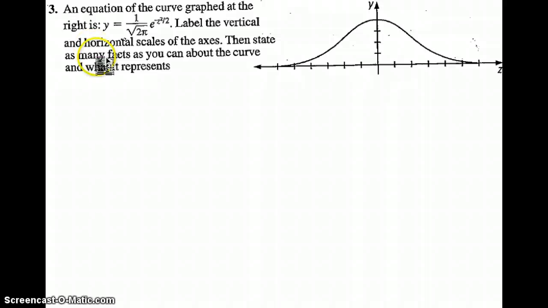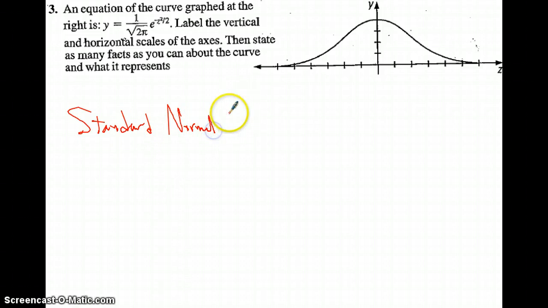Equation of the curve graphed at the right is this. Well, you're supposed to recognize that is the standard normal. I should type this. Standard normal distribution. Great, because we know things about that. We know things like what the area is and where the inflection point is and what the maximum is.